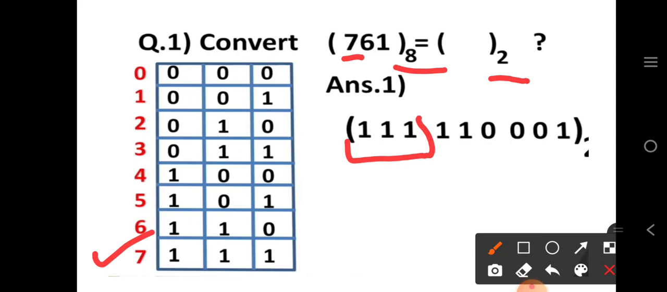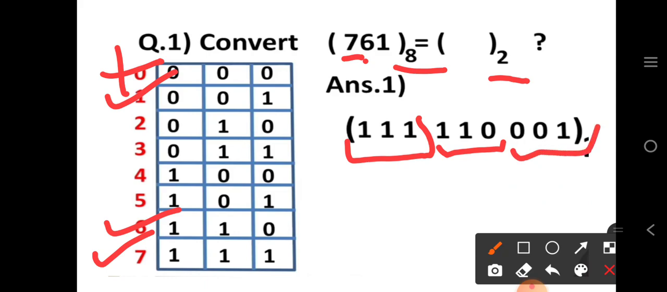Then the second digit is 6. What is the code for 6? It is 110. So we have written 110. And the third one is 1. What is the code for 1? It is 001. So this is a very simple technique to convert an octal number into a binary number.